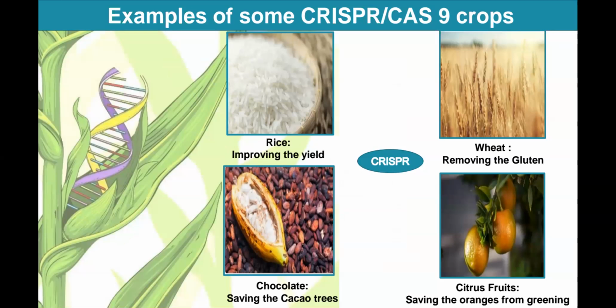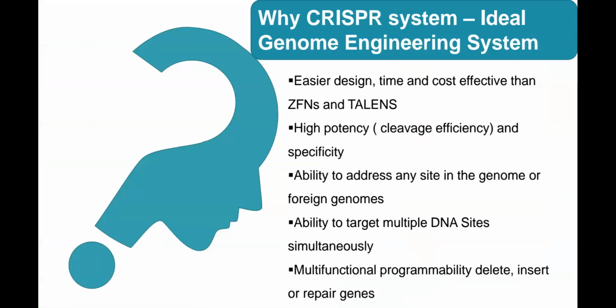Moving ahead, why CRISPR is an ideal genome engineering system. It is simple, easy in design, cost effective and has high potential. It can address any site in the genome. It can target multiple DNA sites and has multifunctional programmability.